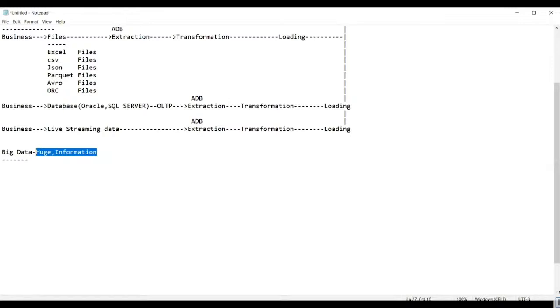Where you have a massive amount of information is called big data. Ultimately, we get big data from all these businesses. But what are the sources? Let us see that. Types of sources of big data.